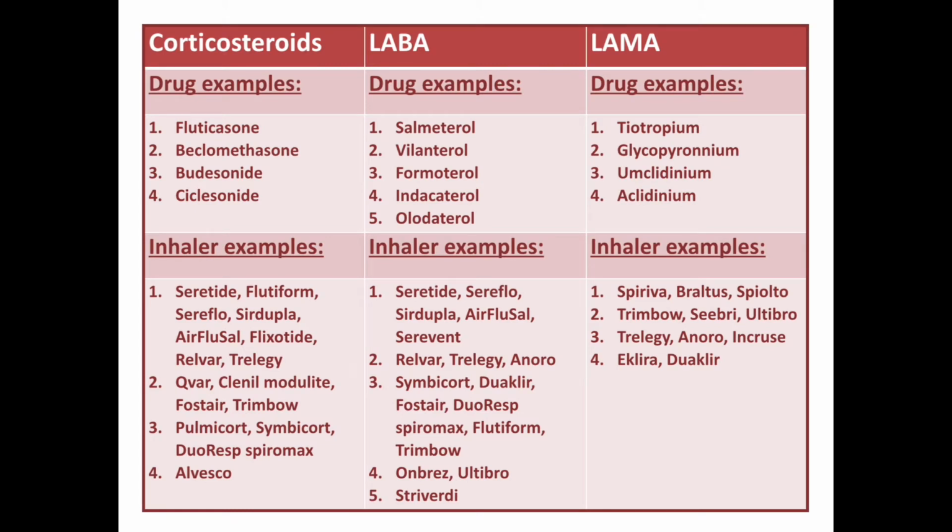This is a table of some of the common inhalers and the drugs they include. You can try and find your inhaler and see which of the 3 main active drugs you are on. For example, if you are on a seretide inhaler, this includes a corticosteroid and a long-acting beta-2 agonist.